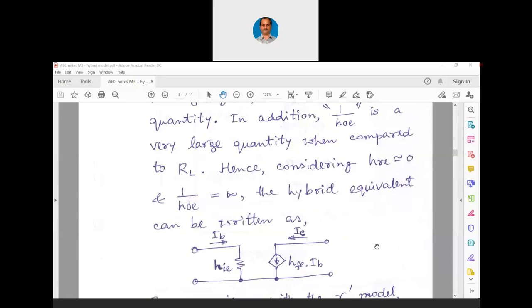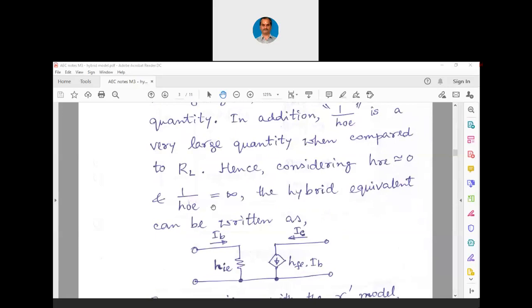not written here. But in practice, we don't ignore this 1 over HOE as such. If it is given, we are going to use it. If it is not given, then we will assume it as infinity. Just like in our first module, if R0 was given, we used to use it. If R0 was not given, we used to assume that it is infinity.